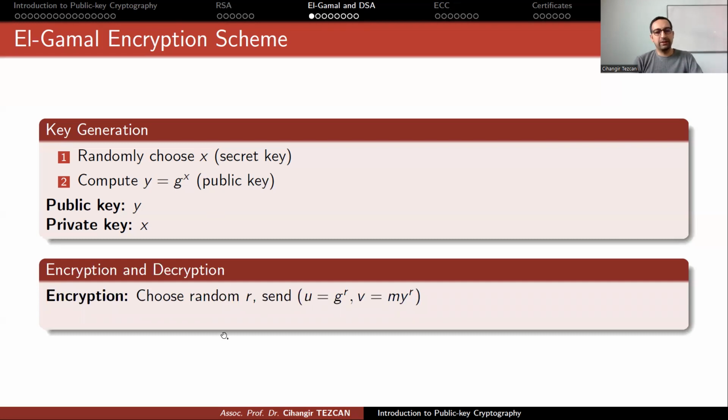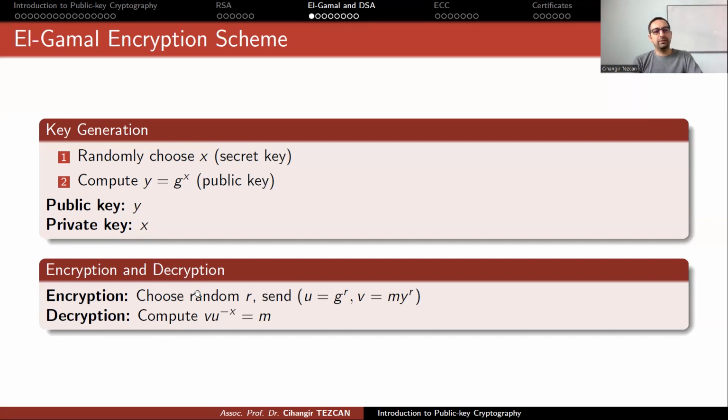So encryption works like this. When you want to send message M, you randomly choose a number R. You calculate your message multiplied by Y to the R. Y is the public key of the person you want to communicate with. Also, you calculate G to the R, which is again the generator of the group, a public parameter. So you end up with U and V. This is the encrypted version of your message. You send it to them.